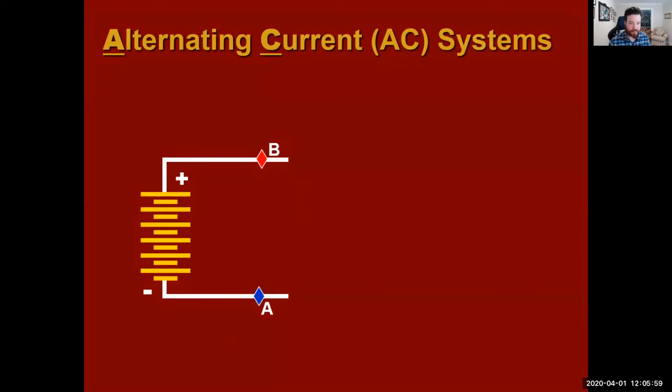Now, that is the end of DC circuits that we're going to talk about, at least for a little bit. Let's move into alternating current, otherwise known as AC systems.